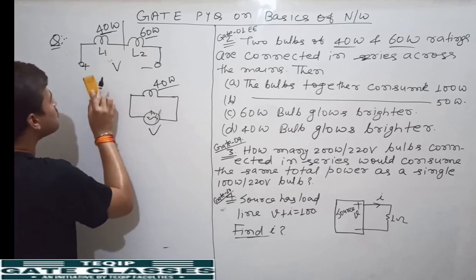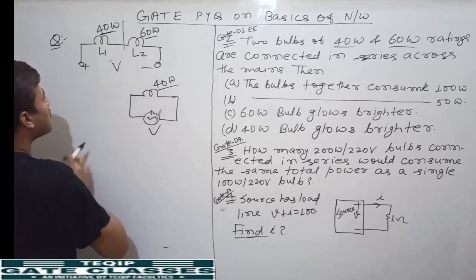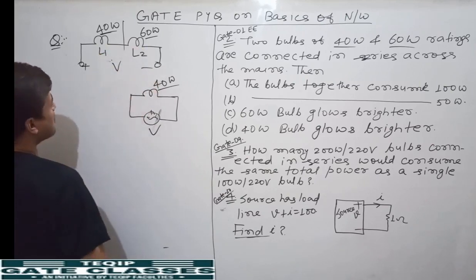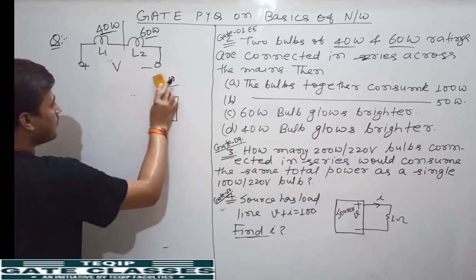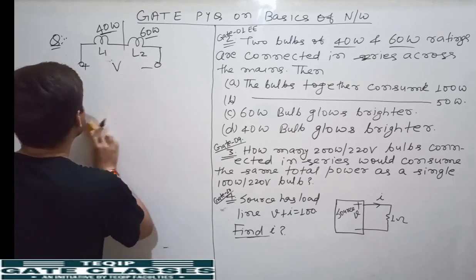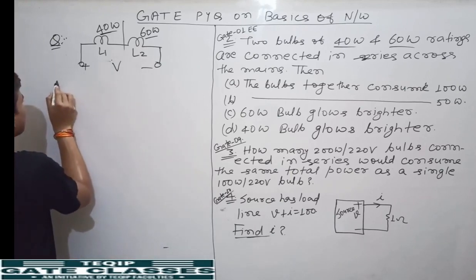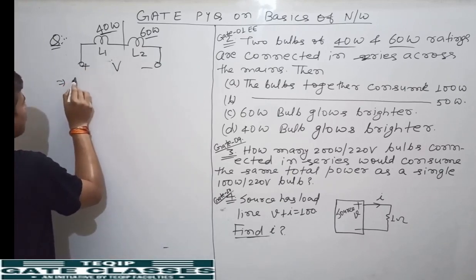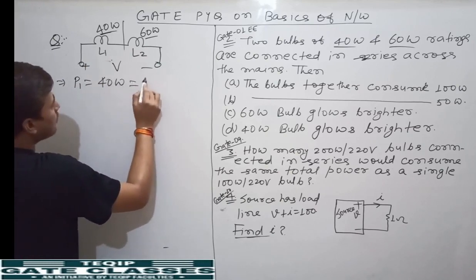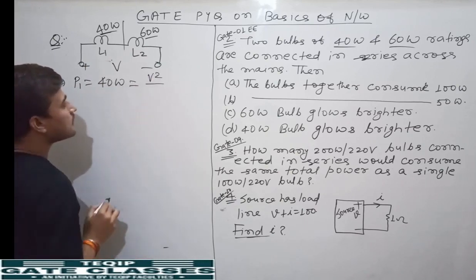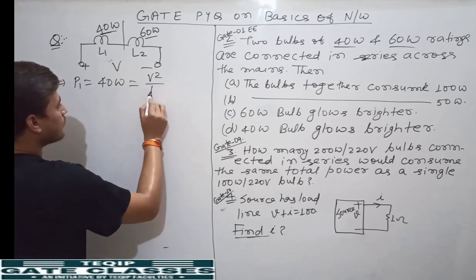Now here what happens? Two bulbs are connected in series and the overall connection has been connected across voltage V. So let us see how to solve this question. See, for bulb 1, P1 was given 40 watt. So what do you know? Power consumed is equal to V square divided by R1.